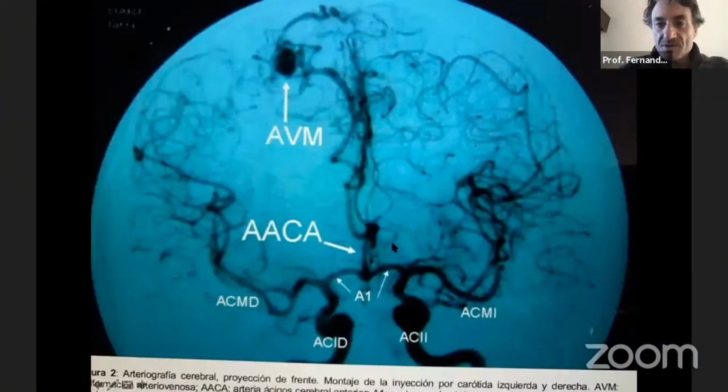Another case that we published in the Argentinian Journal of Clinical Anatomy: A1, azygos artery, and here the bifurcation of the azygos artery. This case was associated with a brain vascular malformation.